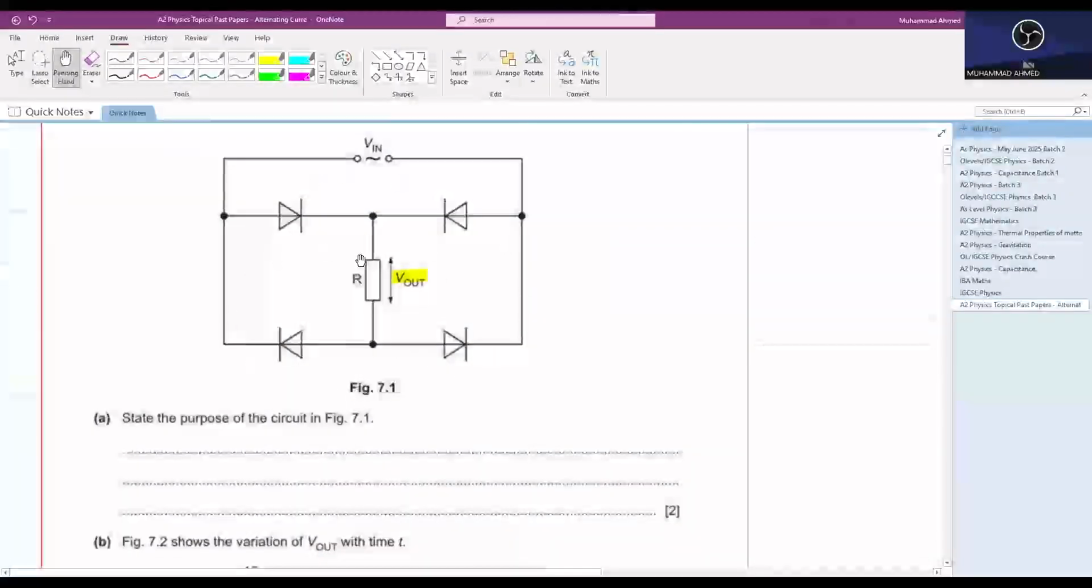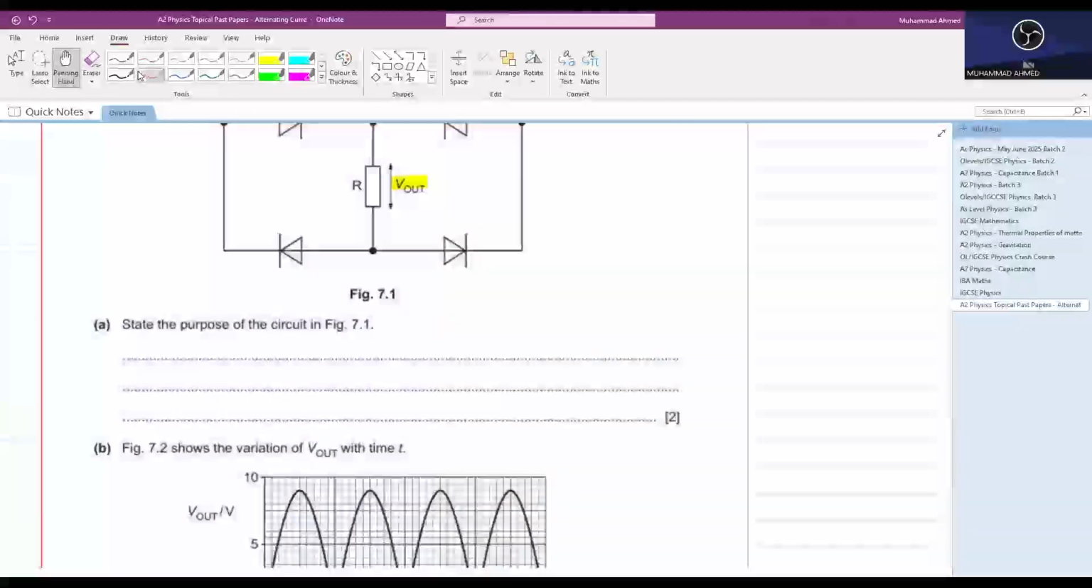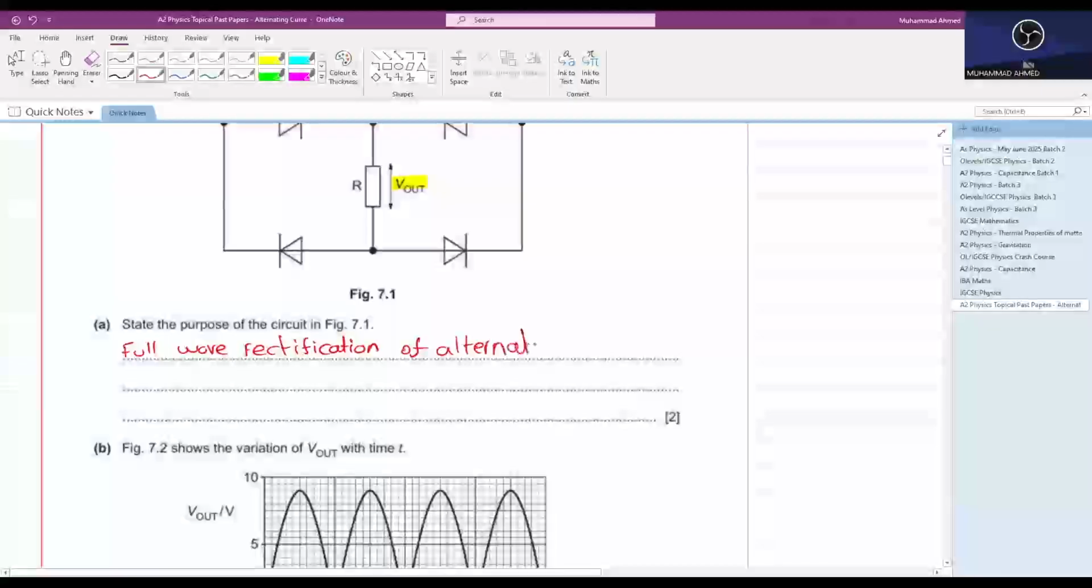So basically, this circuit does what? This circuit is used for rectification, or you can say full wave rectification. You can write it is used for full wave rectification of AC voltage, or you can say of alternating voltage into direct voltage. It is basically used to rectify alternating voltage into direct voltage. Simple as that.